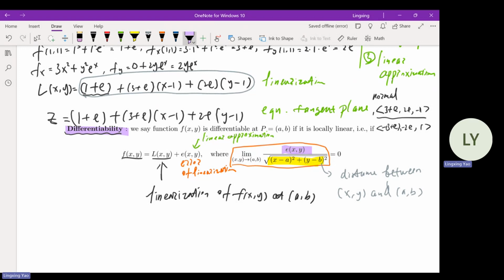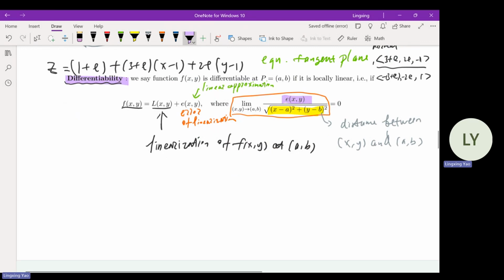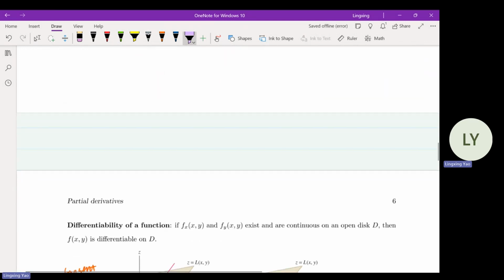So the formal concept of differentiability is that if this limit, which is the error over the distance, is going to be 0, so the ratio between the error of the linear approximation or linearization to the distance of the point x, y to the center point A, B is 0, then we say this function is differentiable at the point A, B. So how do we understand it?